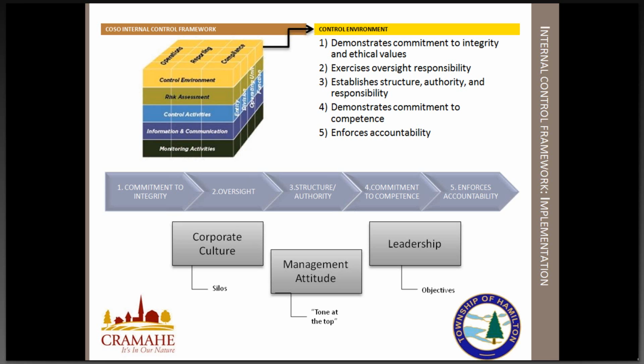In the context of the Hamilton and Cramy case study, the management team briefed appropriate facility staff prior to the internal control review in an effort to establish the appropriate tone.